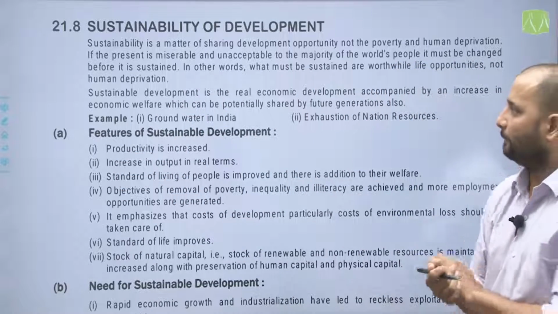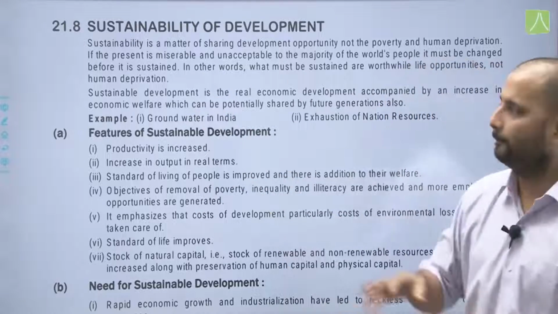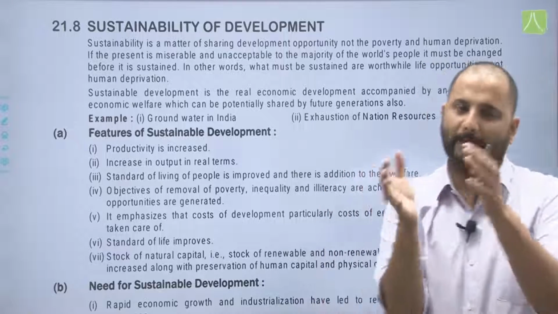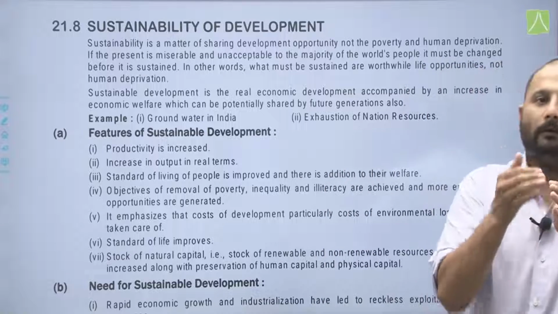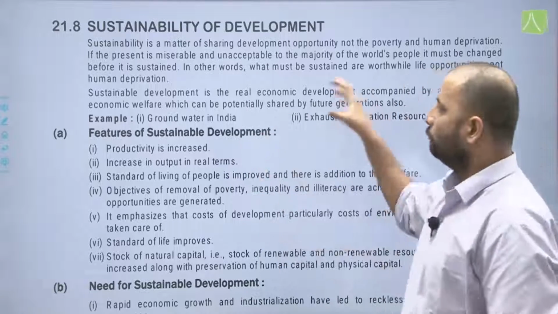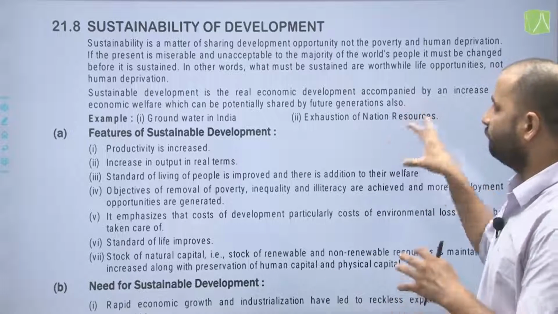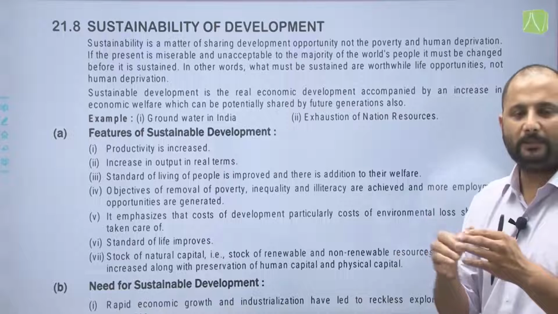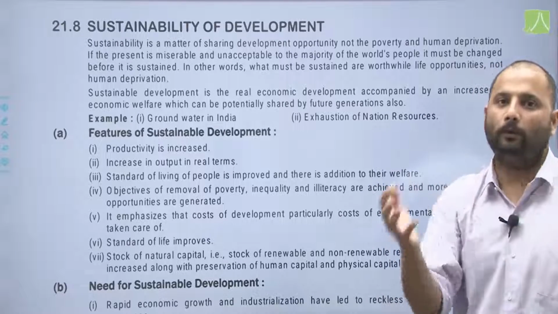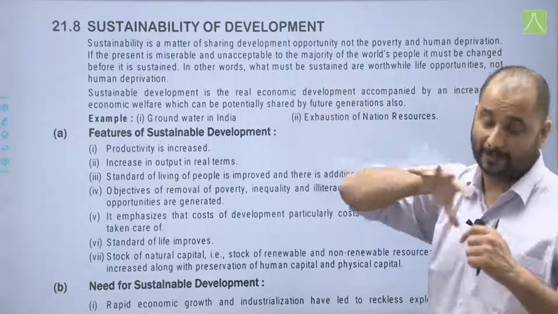So, therefore, sustainable development is the real economic development accompanied by an increase in economic welfare, which can potentially be shared by future generations as well. So, development should not be done at the harm of others or future generations. Examples given are groundwater in India or exhaustion of the nation's resources. These again are for future generations also. We are not the only ones who are entitled to use these resources. So, therefore, there should be a concept of sustainable development.